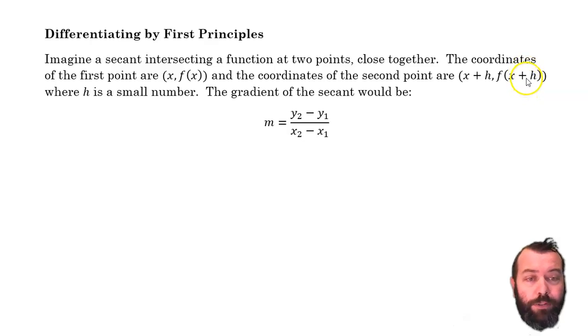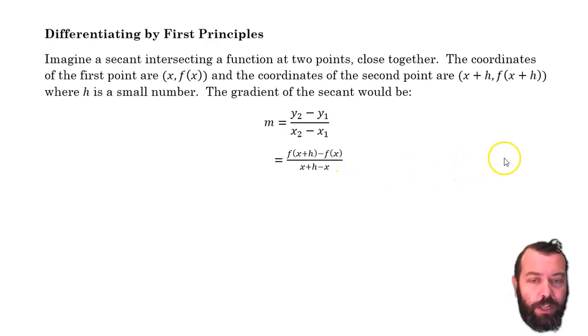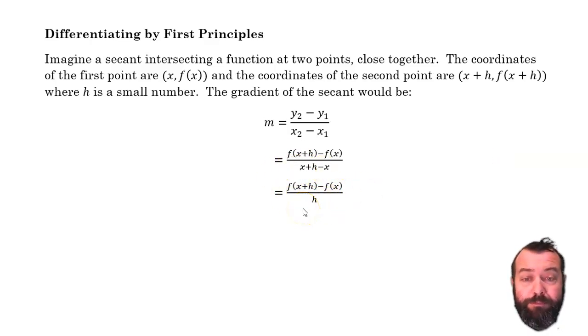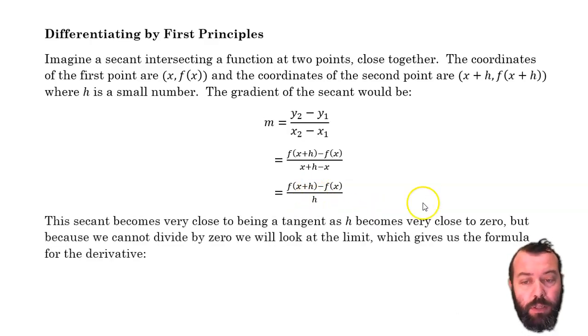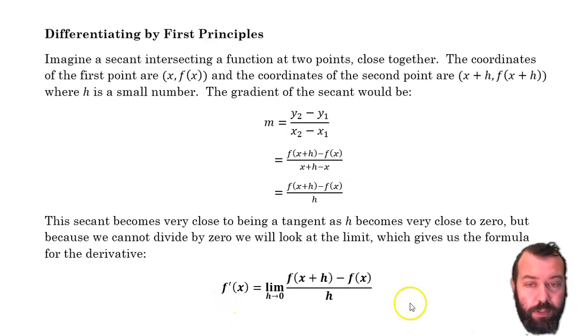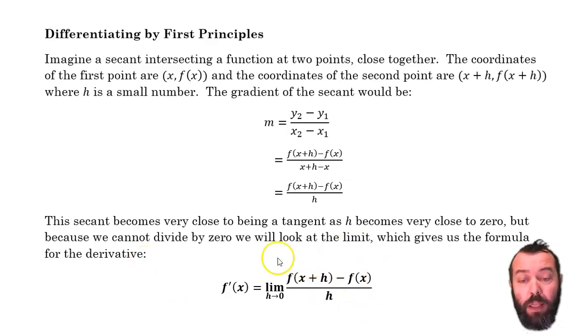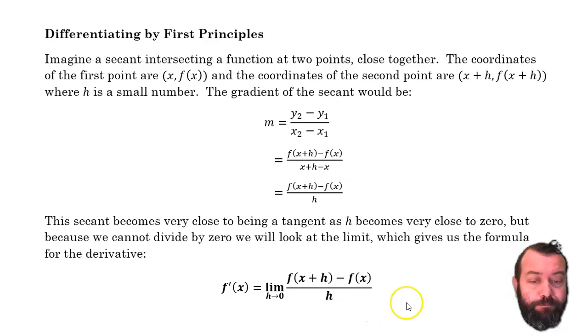So the gradient, y2 minus y1 over x2 minus x1, is function x plus h minus function x over x plus h minus x. The x's cancel out there, and I get this thing here. So that's the gradient of the secant. Now, that will become very much like a tangent as h becomes very close to 0. So we end up with this thing here. The derivative of a function is the limit as h approaches 0 of function x plus h minus function x over h. We're going to use this a fair bit. That is differentiating by first principles.